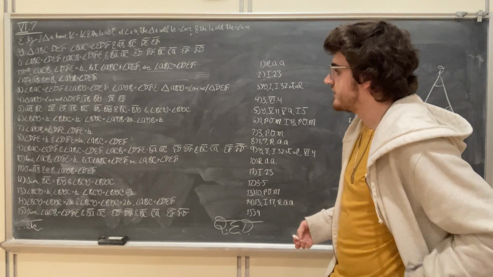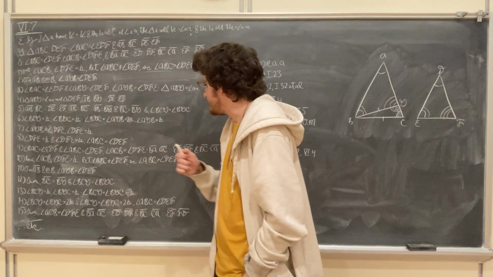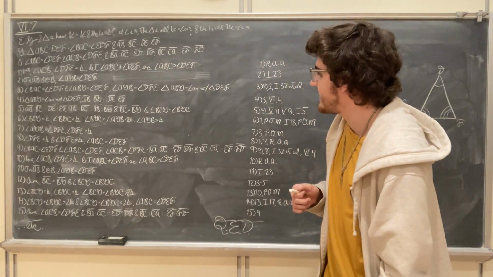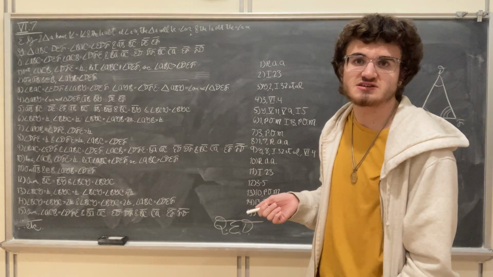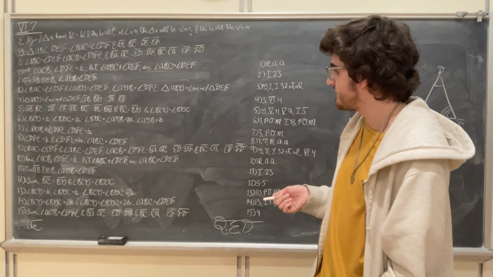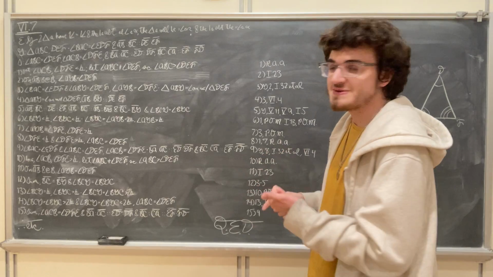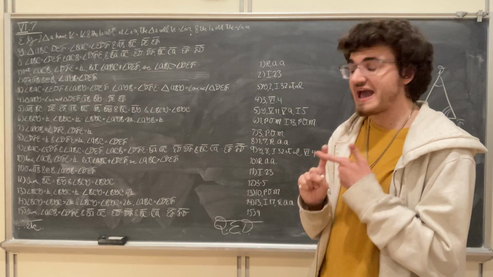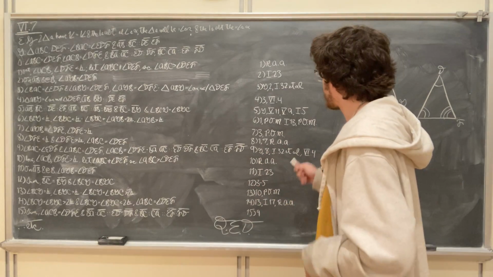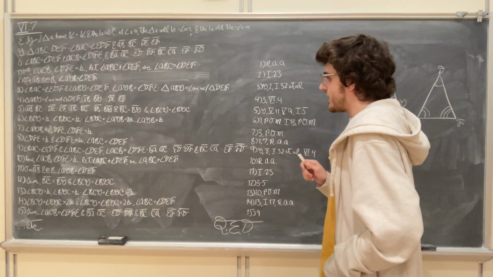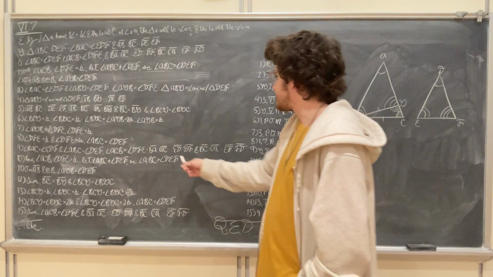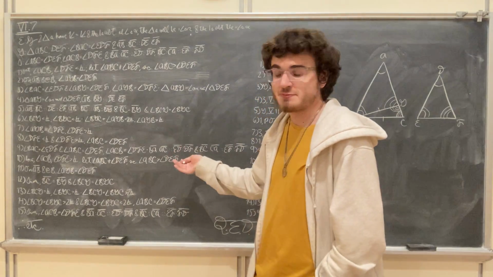It then must follow that the third angle ACB is equal to the third angle DFE. Again, that's by proposition 1.32 and some other stuff. So the two triangles ABC and DEF are equiangular, which means, again, by proposition 6.4, that the sides about the equal angles must be proportional.